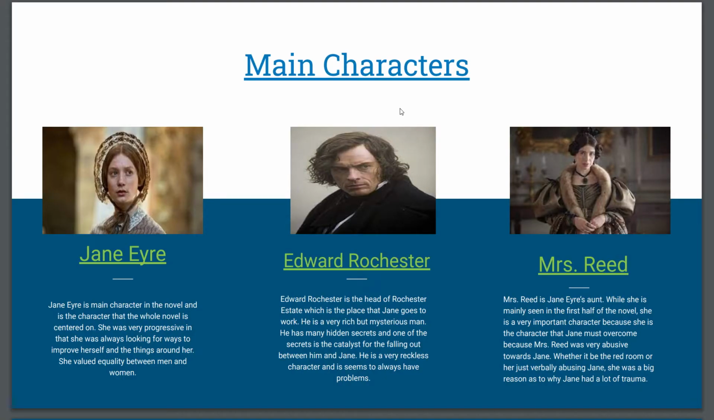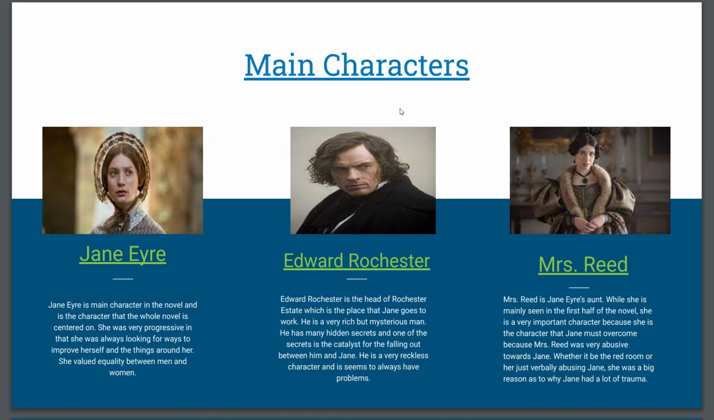So the main characters of Jane Eyre. Of course, the main character is Jane Eyre. She is the person that the novel follows and basically who the novel is centered around. She was a very progressive person and was always looking for ways to improve herself.